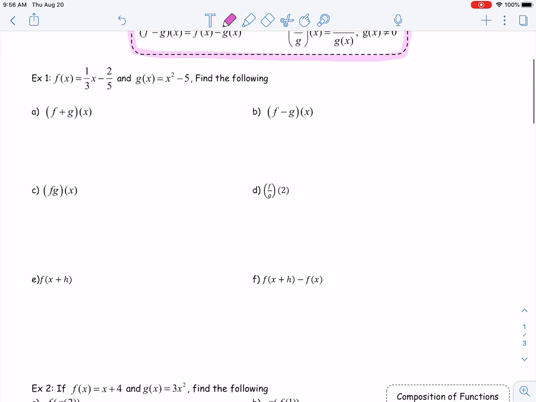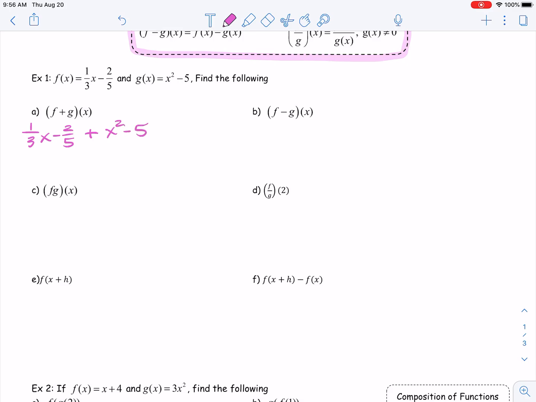So here we go. In example 1, I give you f of x, which is 1/3 x minus 2/5, and g of x, which is x squared minus 5. I want you to find the following using those two functions. Anytime we see an f of x, we're going to use 1/3 x minus 2/5. Everywhere we see a g of x, we're going to use x squared minus 5. In the first one, all we're doing is adding. So we're taking our f of x, 1/3 x minus 2/5, and we are simply going to add our g of x function, x squared minus 5.